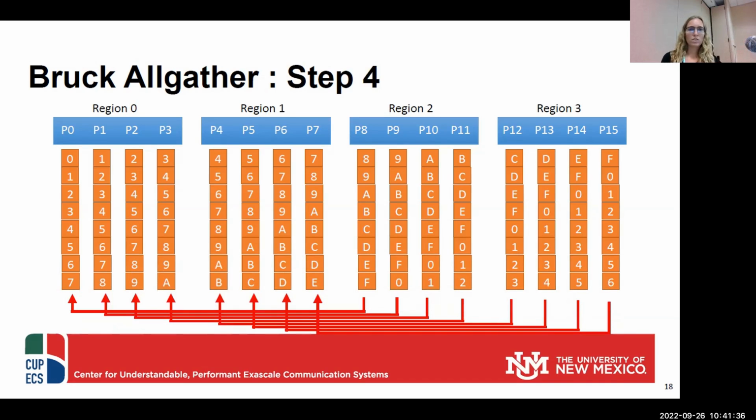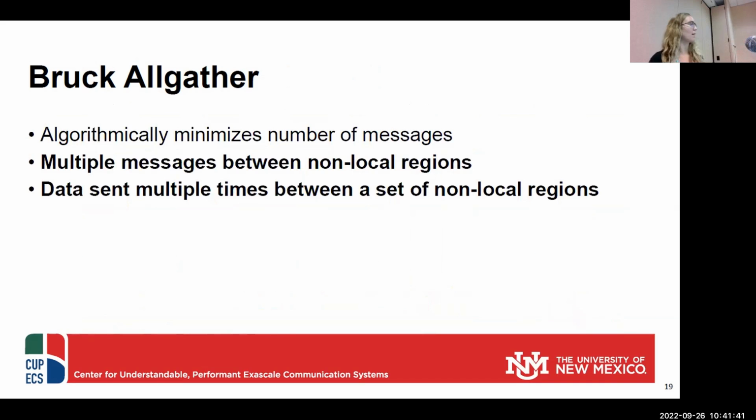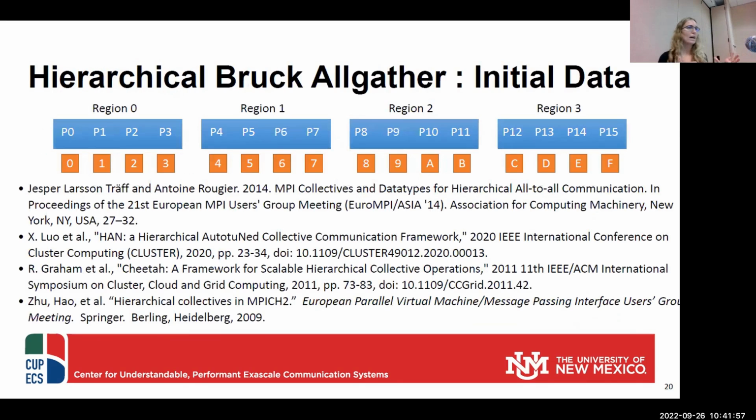So we want to look at improving this. And there are a few things that have been looked at in the past. So the big thing about the Bruck algorithm, algorithmically, is that it minimizes the number of messages. However, there are multiple messages between non-local regions, between any set, and data is sent multiple times between a set of non-local regions. So this has been looked at in some other algorithms. So hierarchical collectives have been looked at quite a bit. These are just a few of the papers.